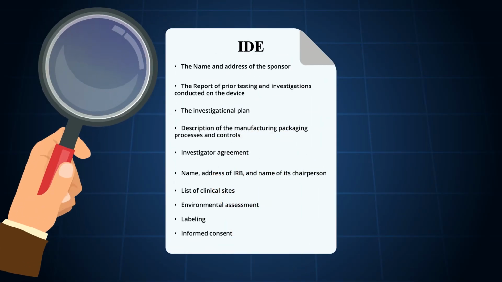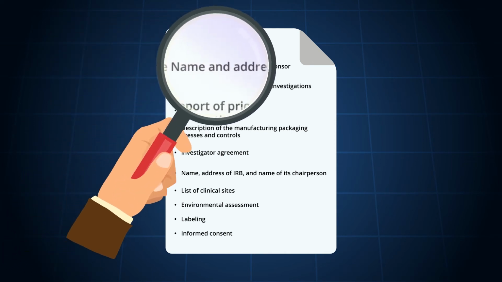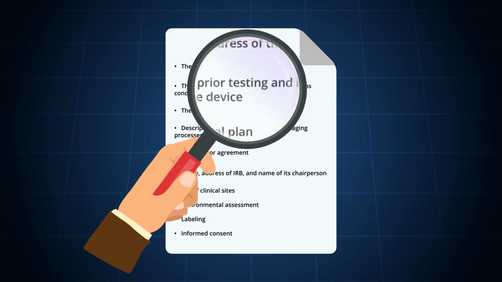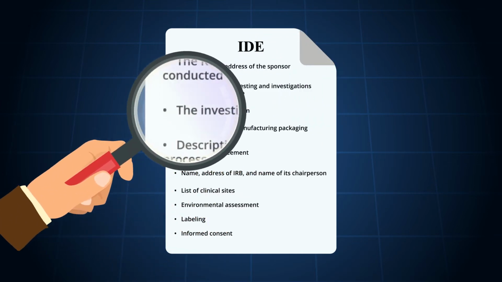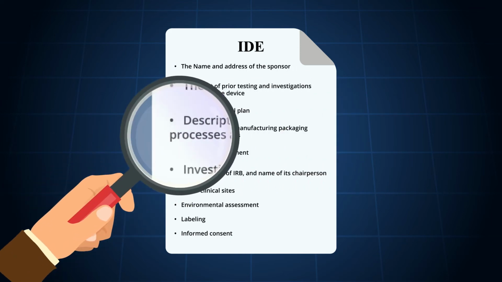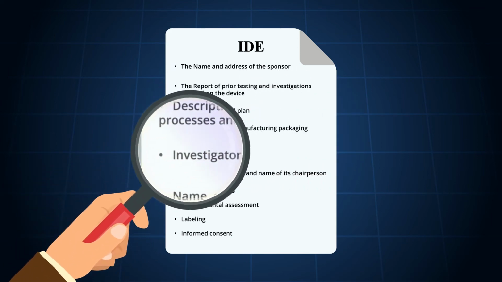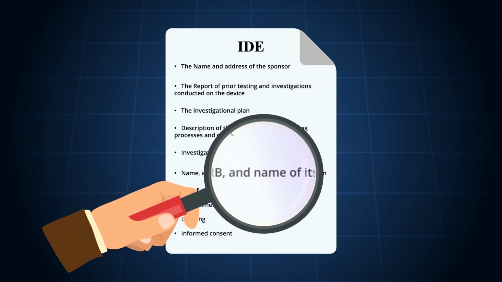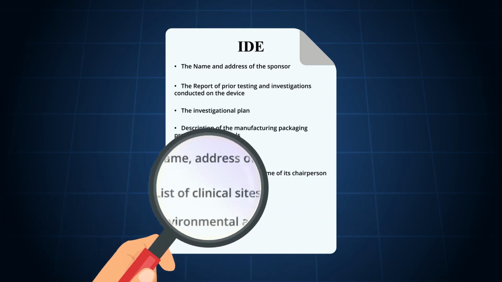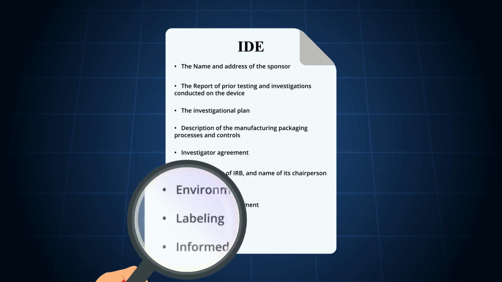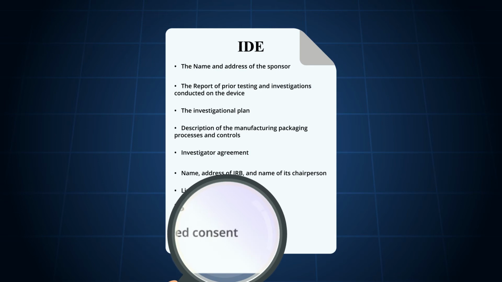An IDE should include the name and address of the sponsor, the report of prior testing and investigations conducted on the device, the investigational plan, description of the manufacturing, packaging processes and controls, investigator agreement, name and address of the IRB and name of its chairperson, list of clinical sites, environmental assessment, labeling, and informed consent.